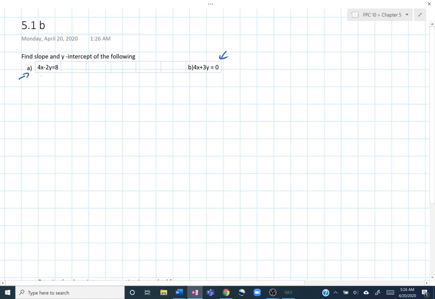So I have 4x minus 2y is equal to 8. And in order to get it into slope-intercept form, keep in mind that's y is equal to mx plus b. I want to get that y all by itself. So first I want to move that 4x away from it. So if I have a positive 4x, and I might just write this out so it's a little bit easier to see, 4x minus 2y is equal to 8, I can subtract 4x from both sides.